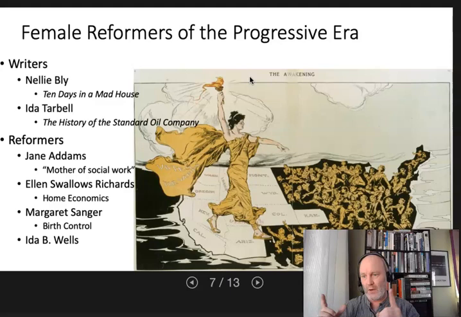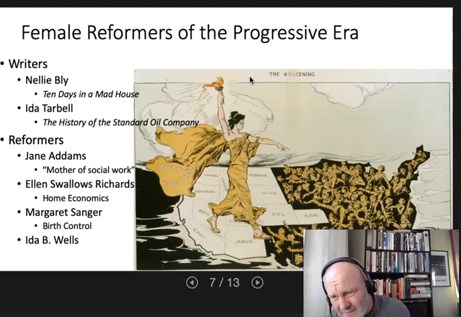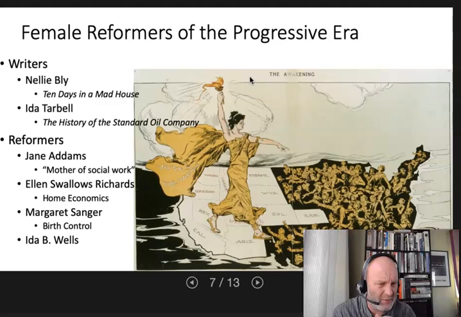That scientific, rational approach to labor in the public sphere is then used by women like Ellen Swallow Richards. Anyway, she takes that logical approach and applies it to women's work in the home, right?